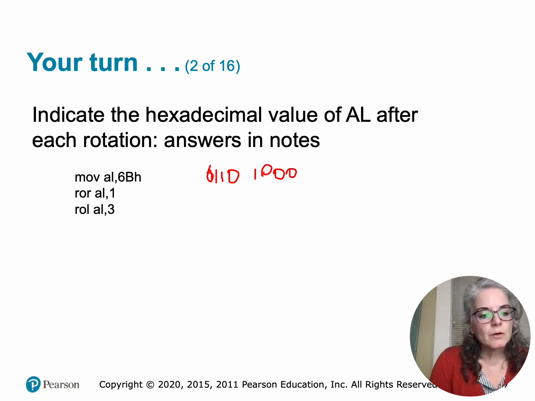We're going to roll to the right or rotate to the right. So this 0 is my carry flag. I'm going to take that 0 and copy it to the end here. So this is the new number in AL. And I'm going to take this number and roll 3 to the right. So let me just rewrite it. I feel better if I rewrite it.